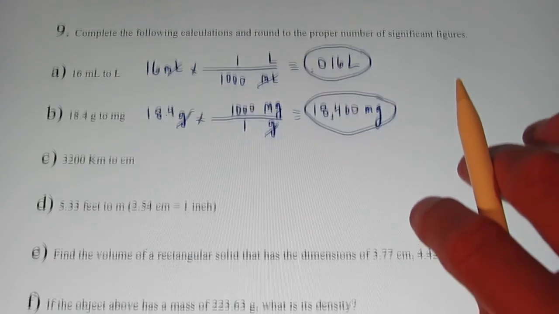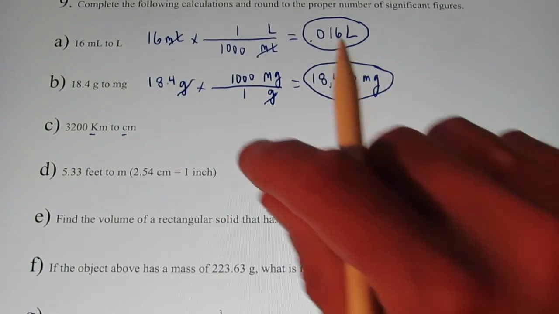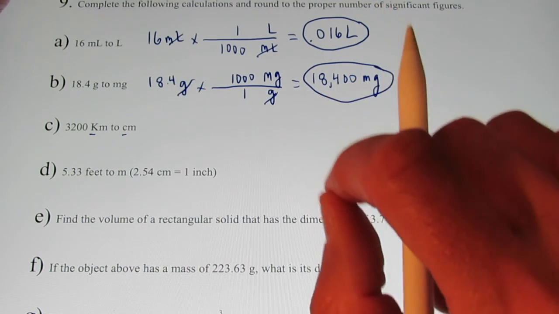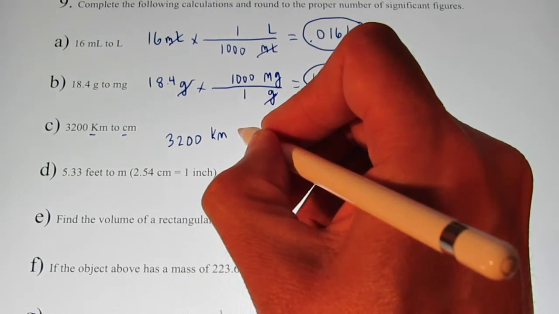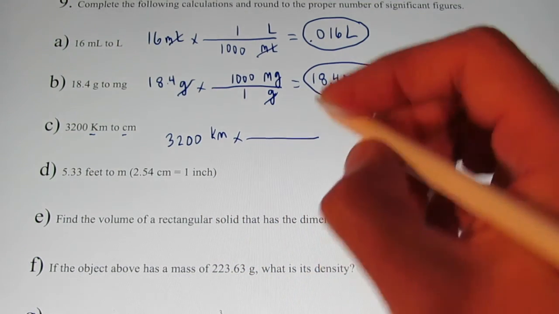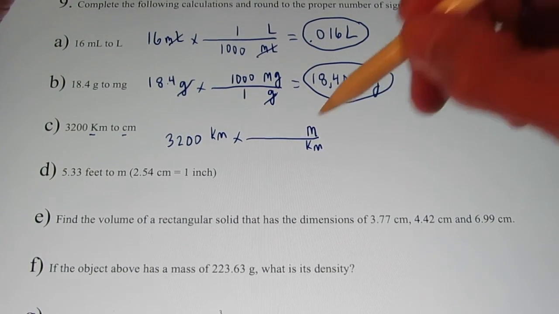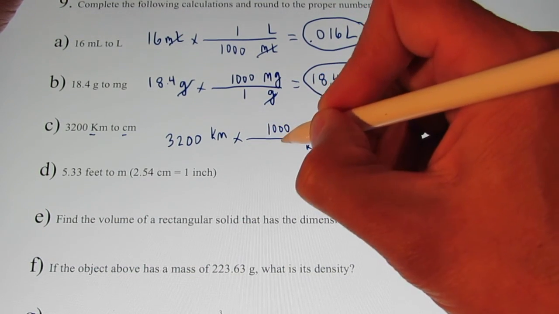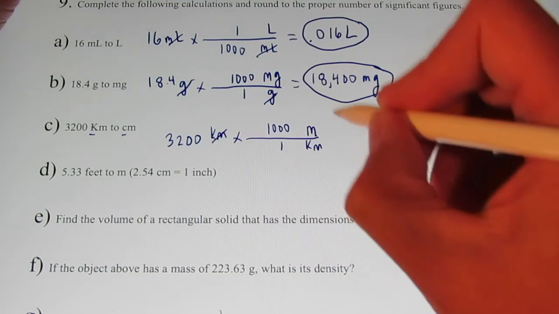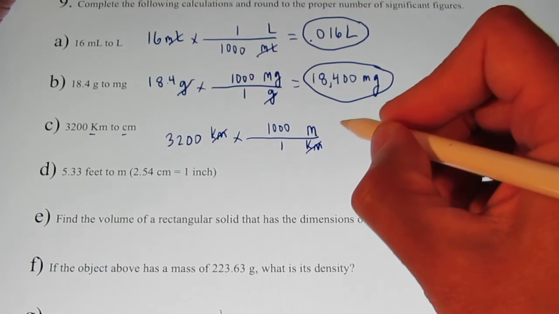Now, on the next example, we have a prefix to a prefix. So if you recall, these take 2 steps. The first step will get you to the base unit, and the second step will get you to your desired unit. So we're going to start with 3,200 kilometers, and we'll multiply by a conversion factor. Put kilometers on the bottom and meters on top. That gets us to our base unit. Kilo means 1,000. So there are 1,000 meters in a kilometer. So after my first conversion factor, I'm in the unit meters. That's not where I want to stay. I want to get to centimeters.